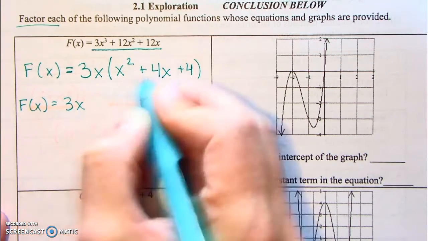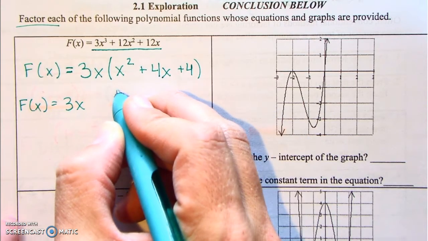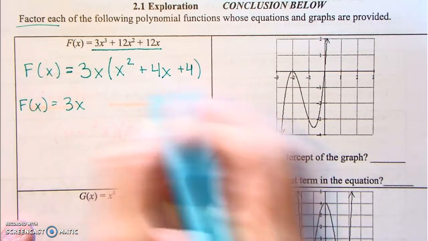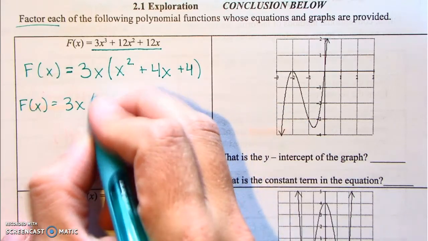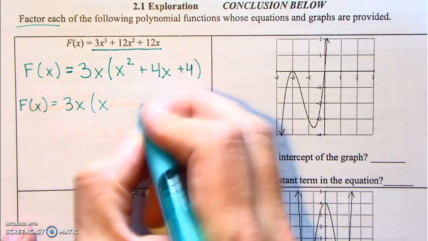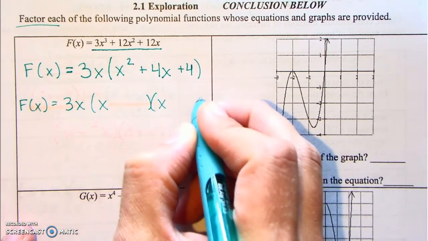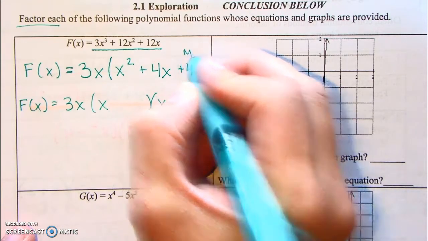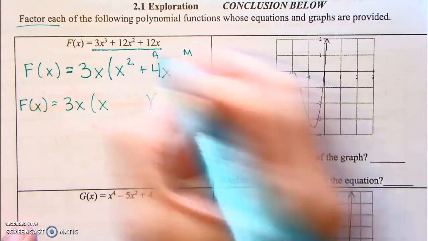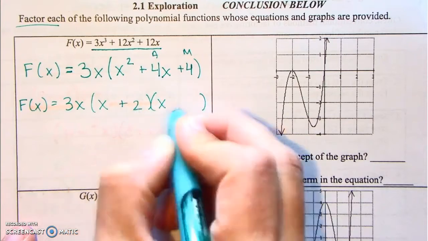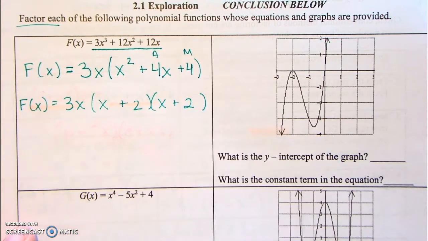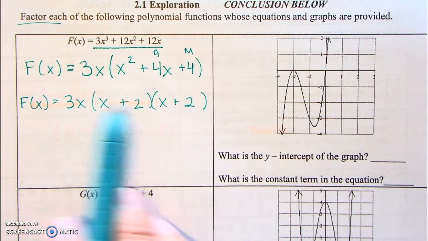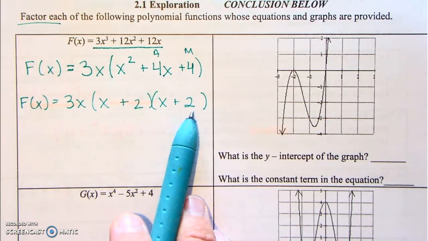It's not a difference of 2 squares. It's not a sum or difference of 2 cubes, but it is a trinomial. So this trinomial I can factor twice, or into 2 groups. So what multiplies to get 4 and adds to get 4? Plus 2 and plus 2. We're done factoring, yes? How many factors do we have? We have 1, we have 2, we have 3.